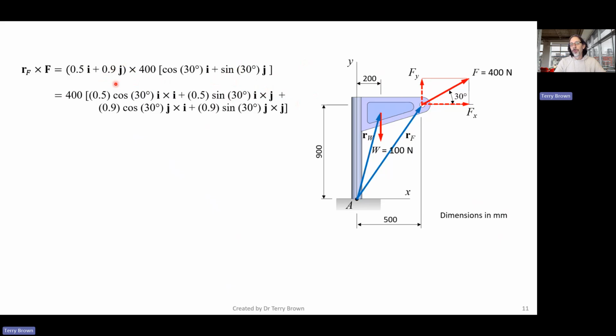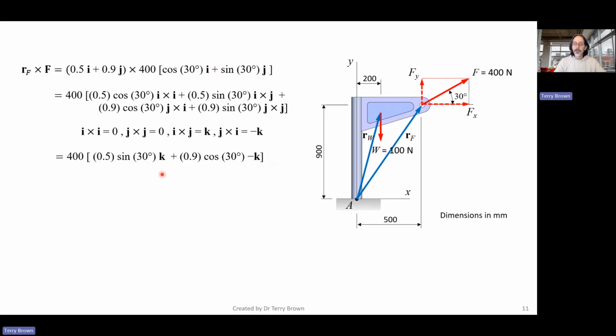And then we have 0.9 J multiplied through, so 0.9 times cos 30, so we have J cross I down here, and then 0.9 J times sine 30 J, so J cross J. So if we multiply through, here I cross I will be 0, J cross J will be 0, I cross J is K, and J cross I is minus K. Just put that in there for you, or you can go back and look at the previous slides to help you remember. So doing the multiplication, doing the maths, and putting in K and minus K.